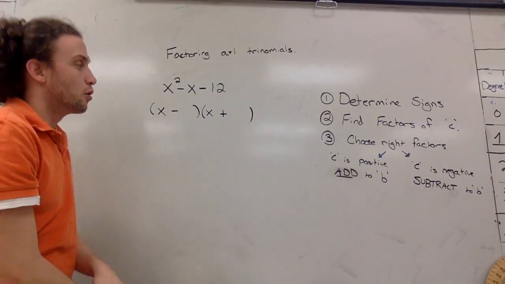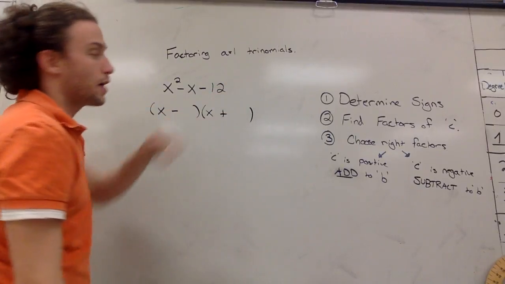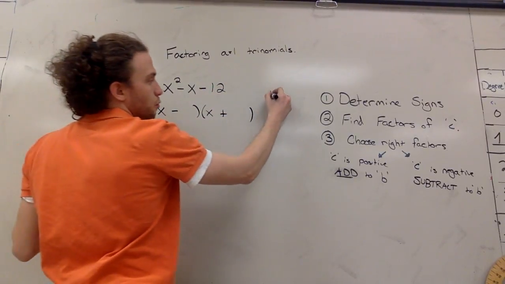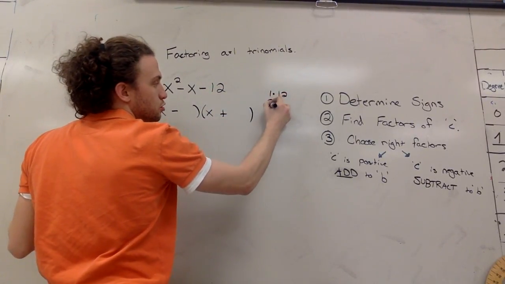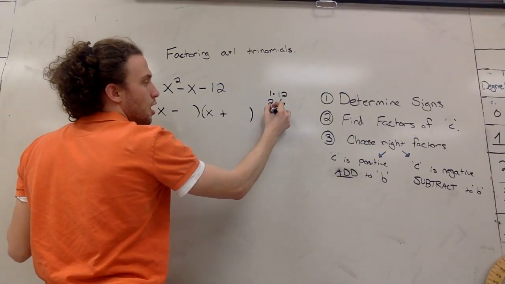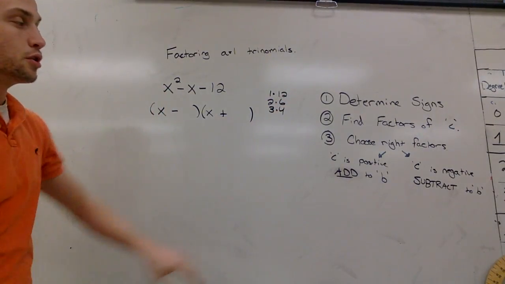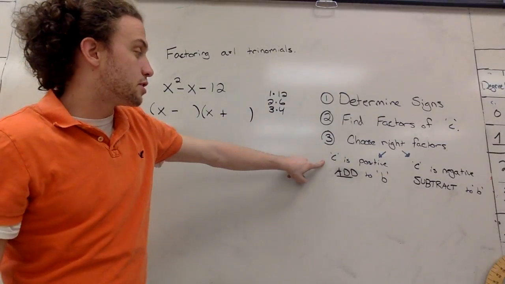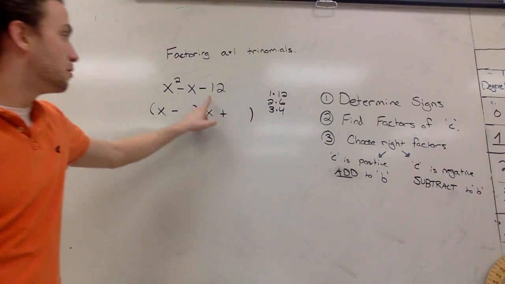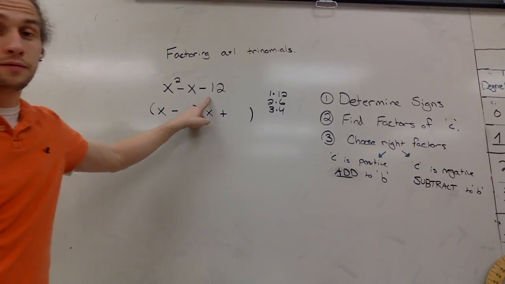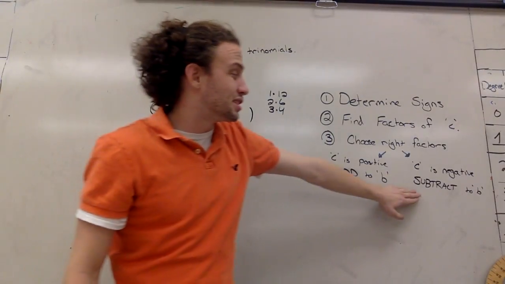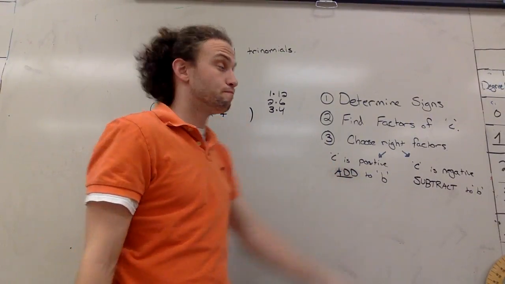All right, so factors of this. I need the factors of 12. That's 1 times 12, 2 times 6, and 3 times 4. We have to choose the right ones. If my C is positive, they have to add to B. But C is negative, so we have to subtract to get B.